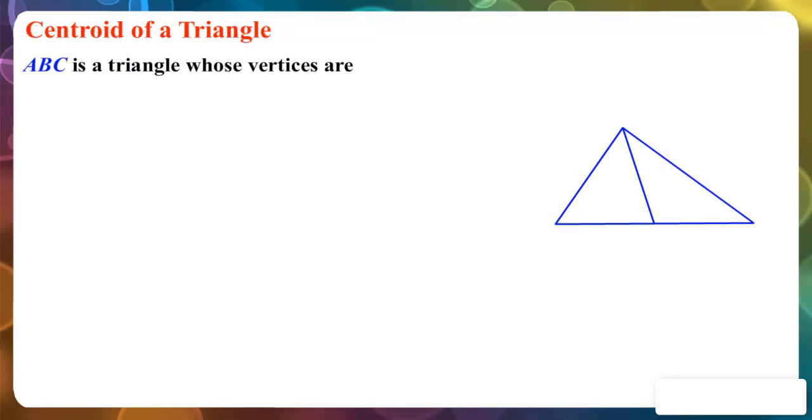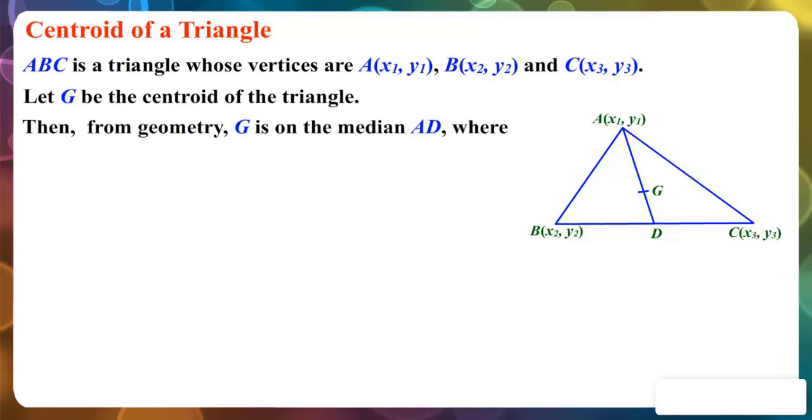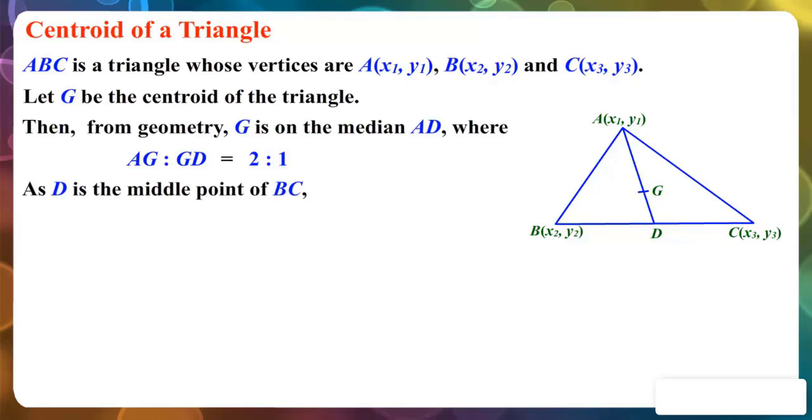Centroid of a triangle. ABC is a triangle whose vertices are A (x1, y1), B (x2, y2) and C (x3, y3). Let G be the centroid of the triangle. Then from geometry, G lies on the median AD where AG to GD is 2:1. As D is the middle point of BC, D is equal to (x2 plus x3 divided by 2, y2 plus y3 divided by 2).